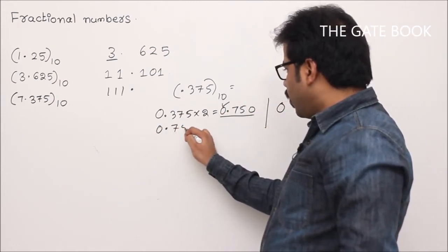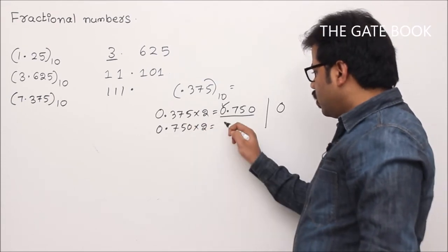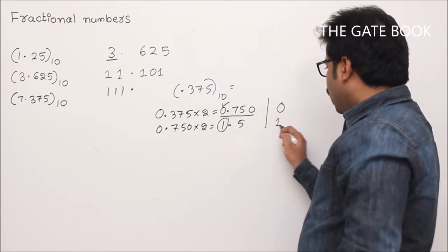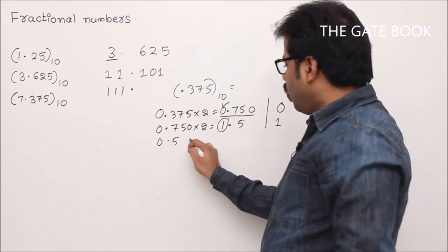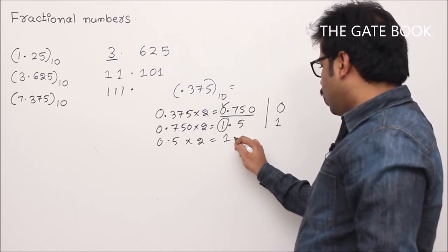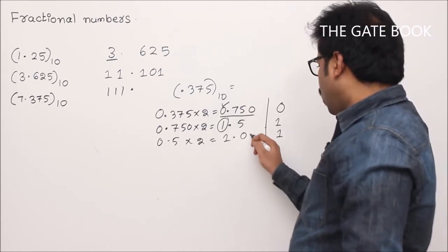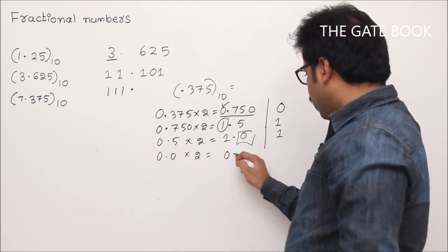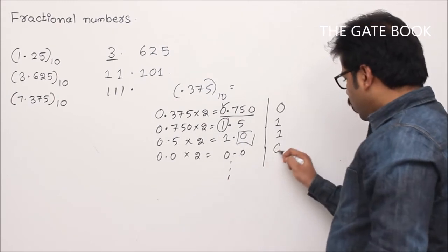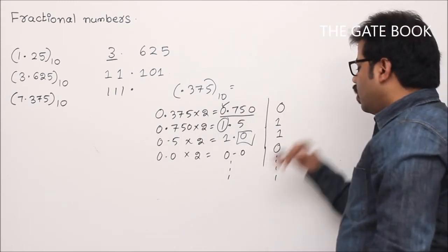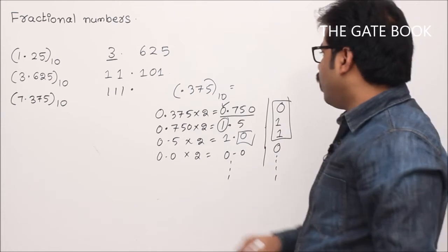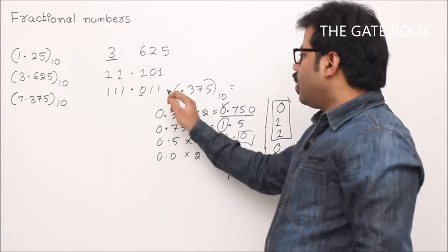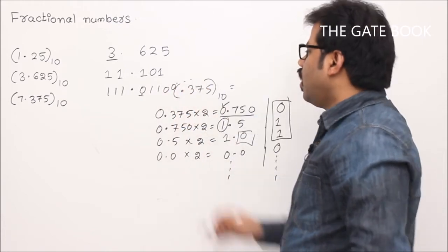Then the remaining thing is 0.750 into 2, which is 1.5, correct? So remember 1. Next, the remaining part 0.5. 0.5 into 2, you get 1.0. Remember 1 and take this 0.0 into 2. 0.0. This is again a never ending process, so you get zeros here, and we can ignore that part. So only this part is important: 0 1 1. Don't ignore this 0, this is important, but these ending zeros are unnecessary.